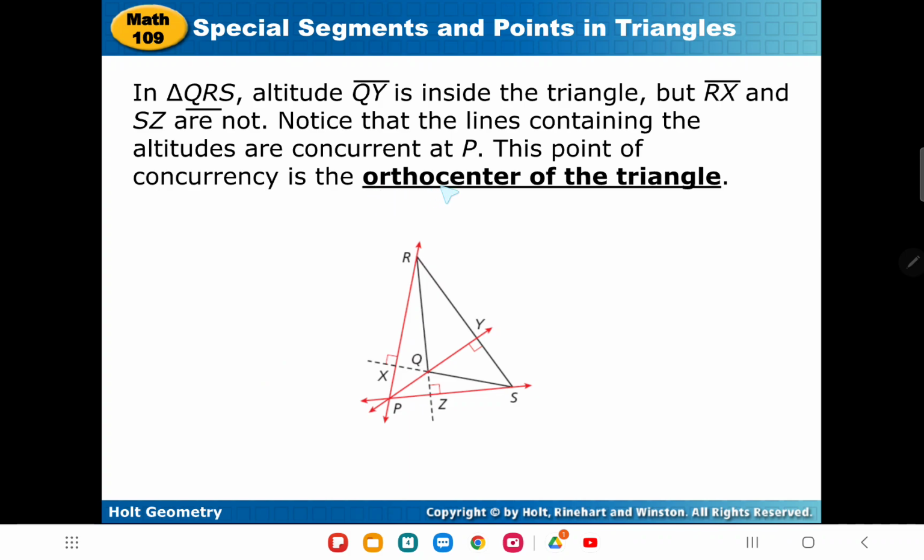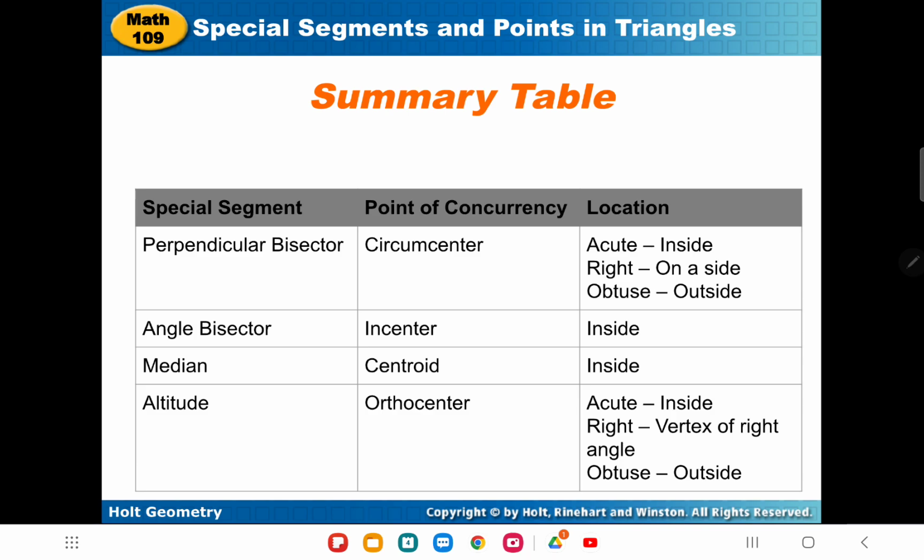This point of concurrency is called the orthocenter of the triangle, and it can be located inside, on the vertex, or outside. This summary table is very helpful. You may wish to pause the video for a moment and copy this into your notes. If you wish, you can also draw pictures of the perpendicular bisector, angle bisector, median, and altitude. Remembering, of course, that the altitude can be located entirely outside of the triangle, as we saw in our prior diagrams.